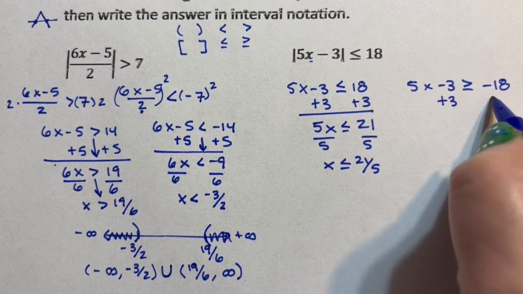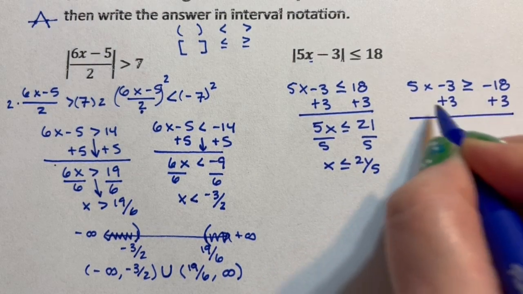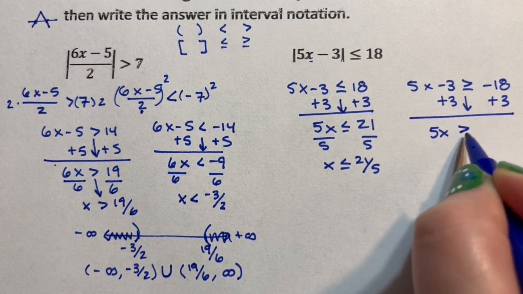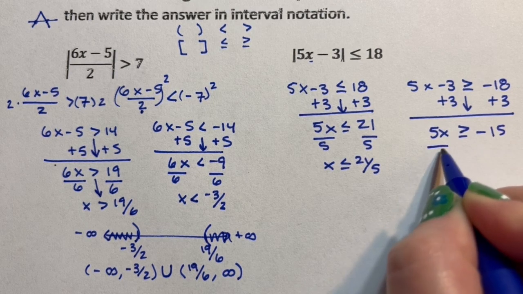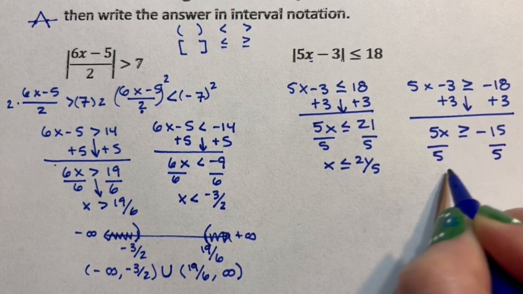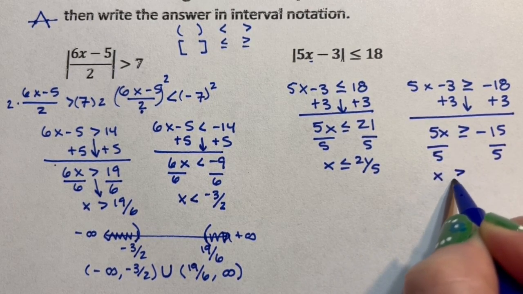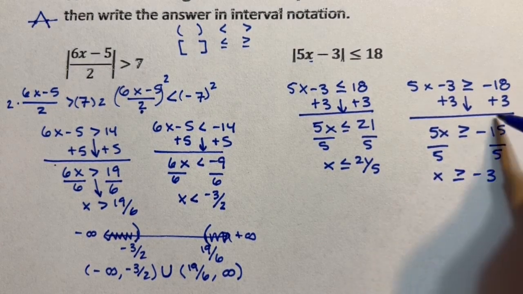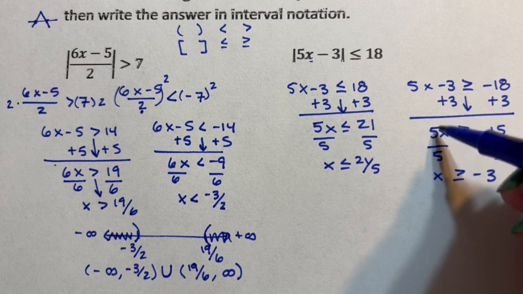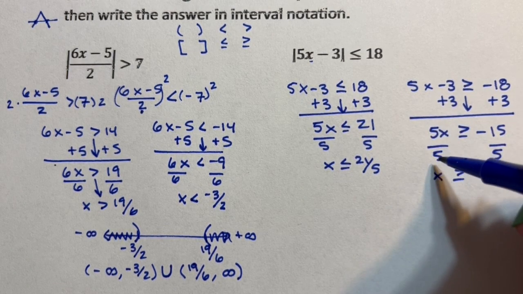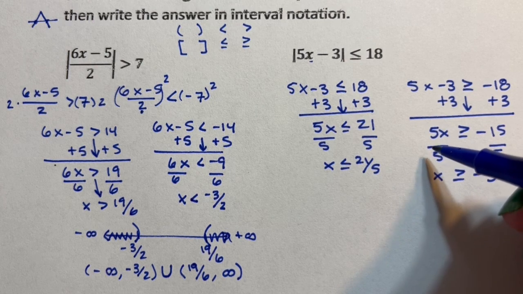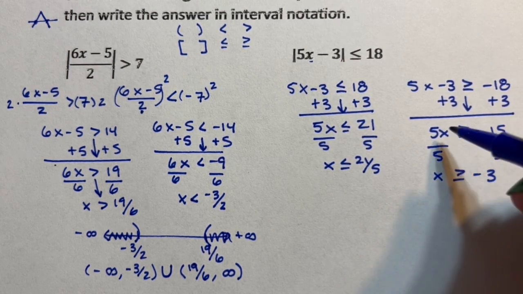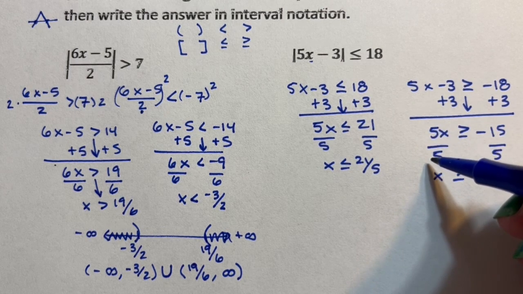Add 3 to both sides. And again, bring this inequality down. 5x is greater than or equal to negative 15. Divide by 5. x is greater than or equal to negative 3. I didn't flip my inequality because though the 15 is negative, I divided by a positive 5. You only flip the inequality if you multiply or divide by a negative. It doesn't matter what you're dividing into. It only matters what you divide by.